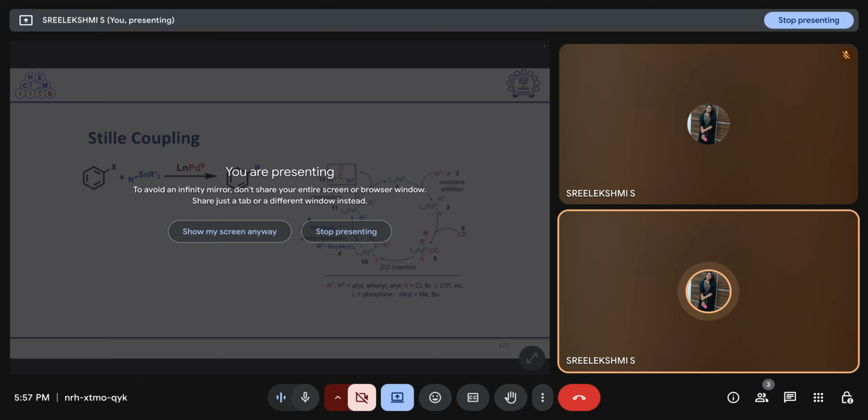Then CO. So this mechanism is for a carboxylative Stille coupling. So here CO insertion is an additional step. Then this transmetallation is taking place and reductive elimination will give the product. So this type of reaction is known as Stille coupling, with tin, the coupling is happening.